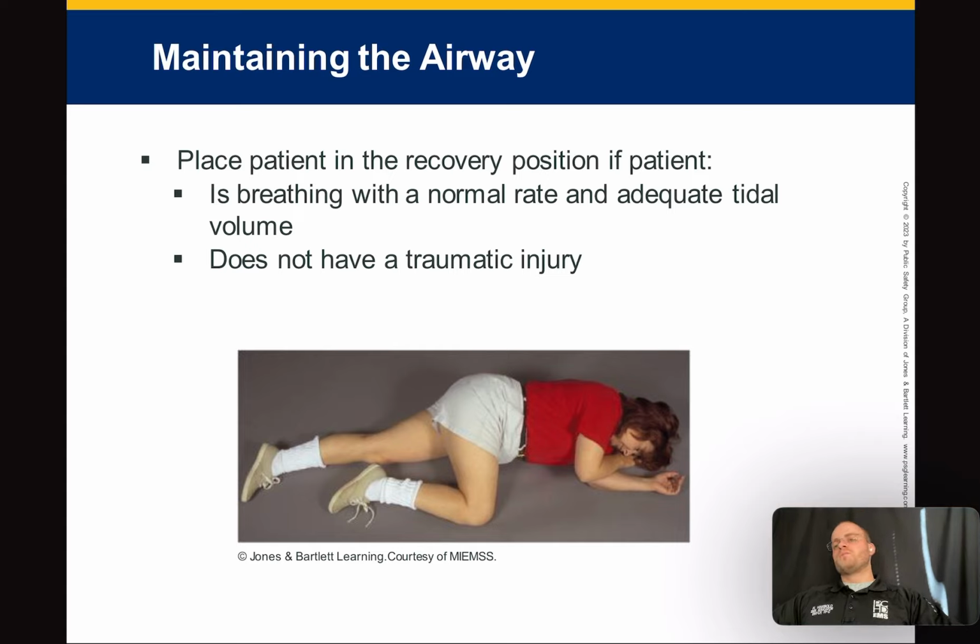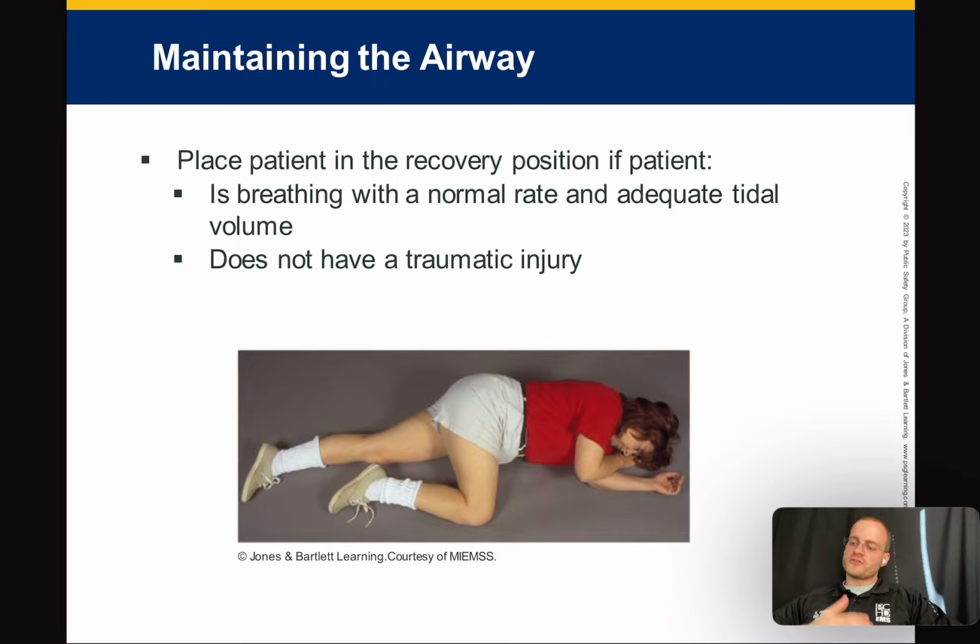Now, we should place the patient in the recovery position, ideally on their left side. Can't get them on their left? Okay, put them on the right. It's okay, but ideally on their left side. We've talked about why the inferior vena cava runs on the right, so you don't want to squish it with all their guts. You just roll them on their left.